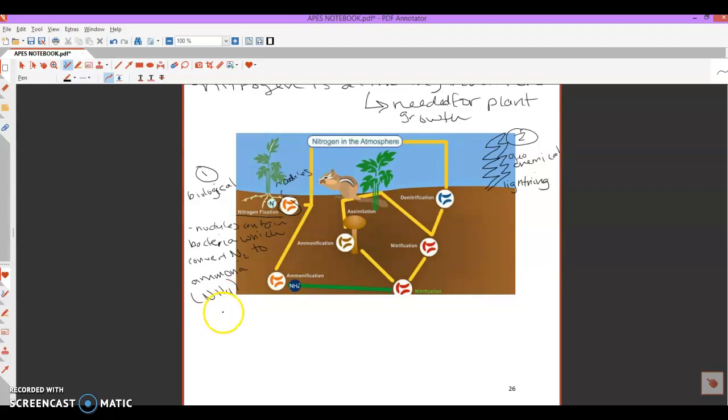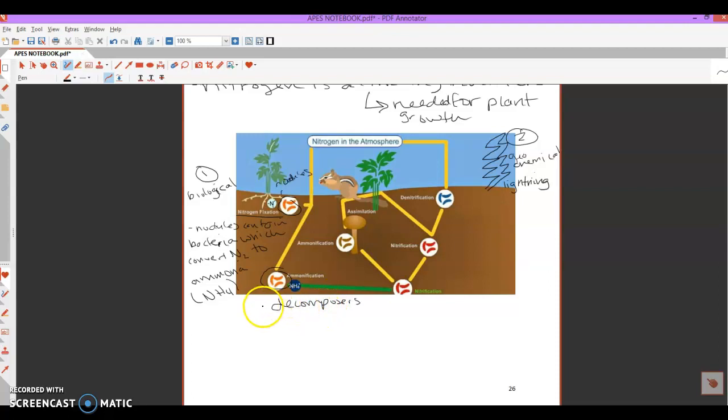Okay, so ammonia is a really important component for proper plant growth. What's going to happen here is you also have bacteria in the soil. Okay, so decomposers. And bacteria is a decomposer, just like fungus. So these are things that are going to break down dead material.